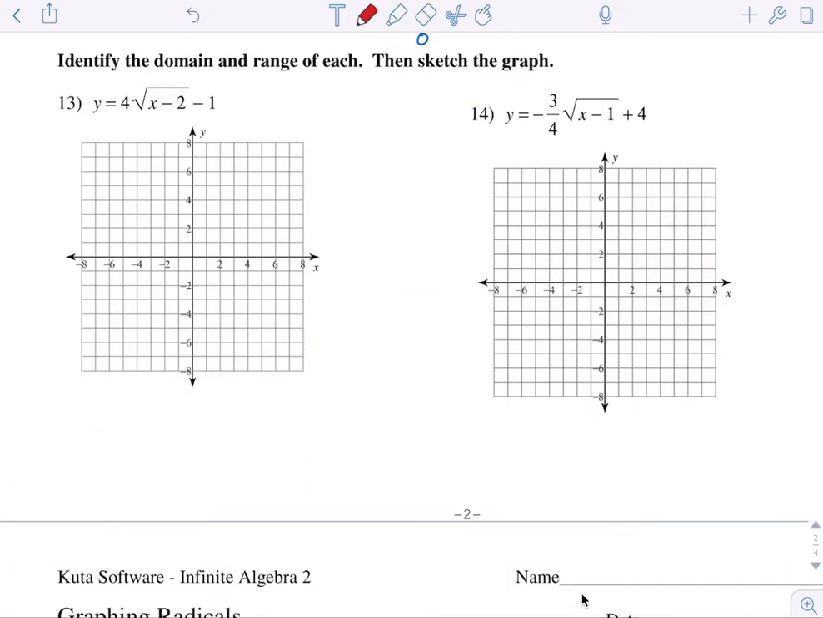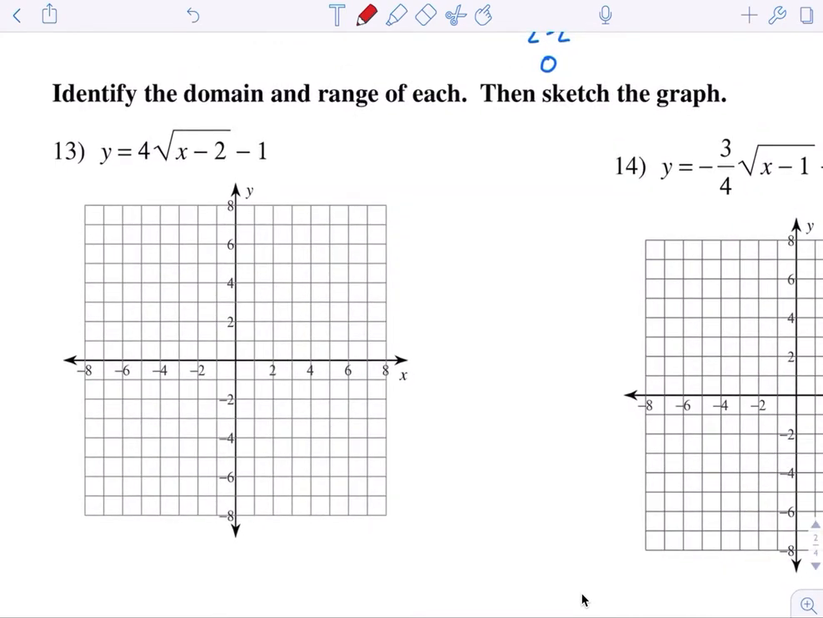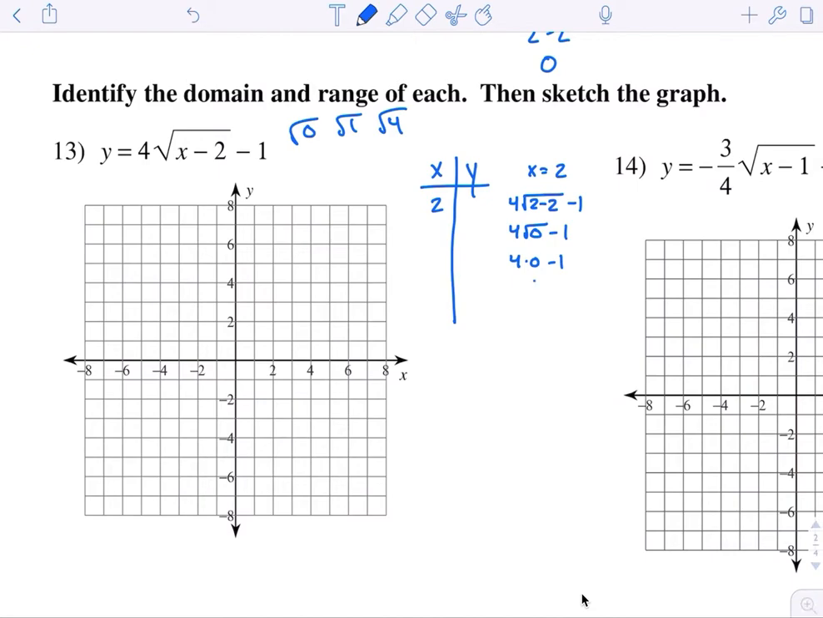All right, 13. So let's graph it first. Again, remember, this is our goal, in order for us to find nice, clean points. So what value of x would make that square root a 0? A 2 would. So if you substitute 2 into the equation, we get 4 times square root of 0, minus 1. Square root of 0 is just 0. So 4 times 0, minus 1. 4 times 0 is 0, minus 1, negative 1. So our first coordinate is going to be 2, negative 1.